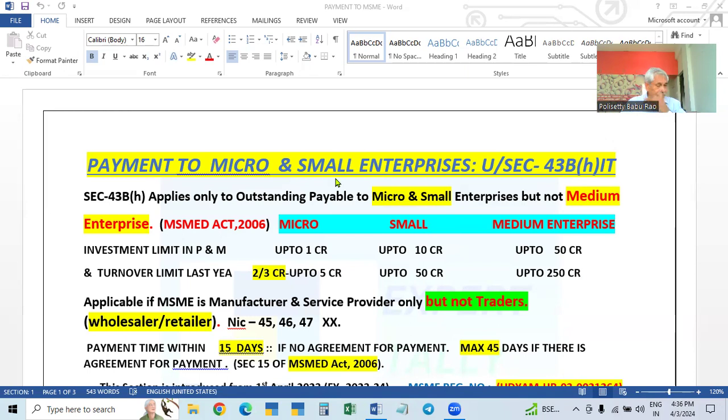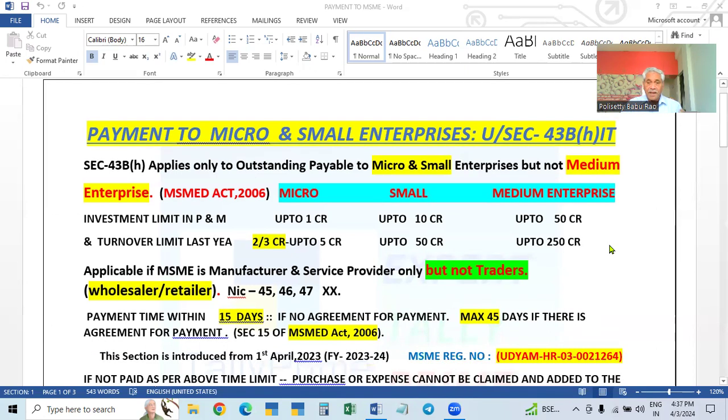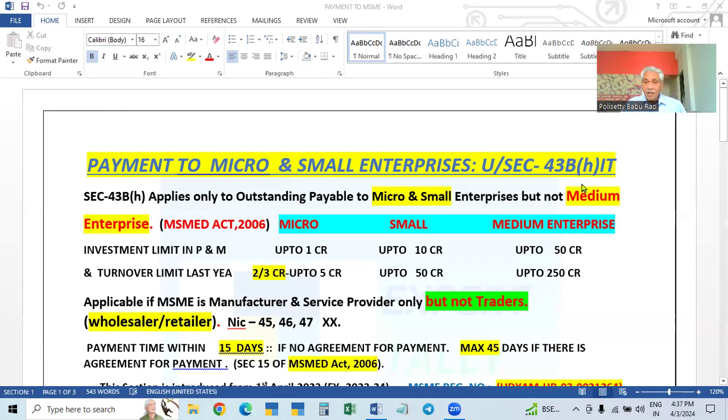In order to mitigate the hardship faced by micro and small enterprises, the government has introduced one clause in section 43B. It's called 43BH, clause H, because under 43B they could pay before the filing of the return the next year. But this H is introduced with a fixed time limit, and within that limit they have to pay.